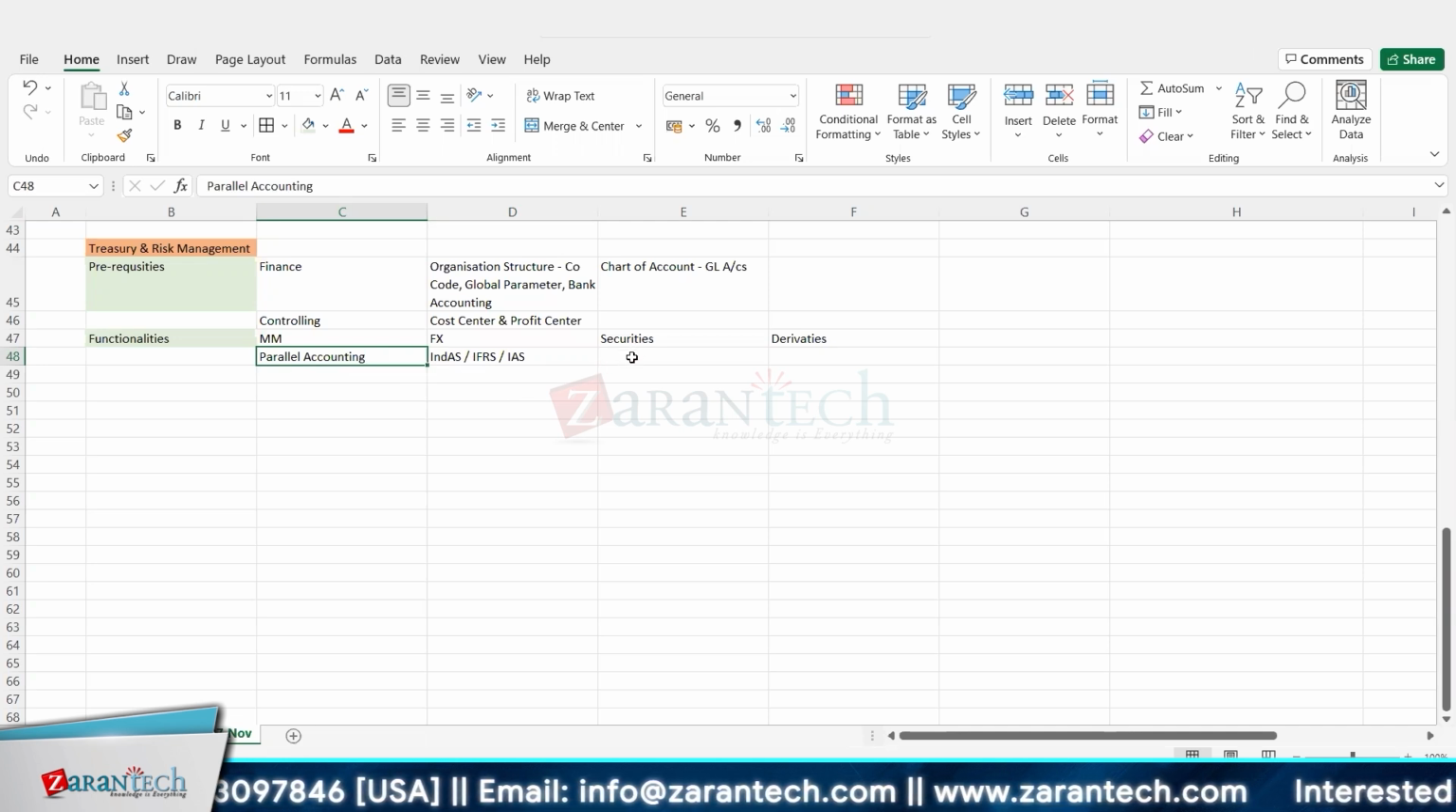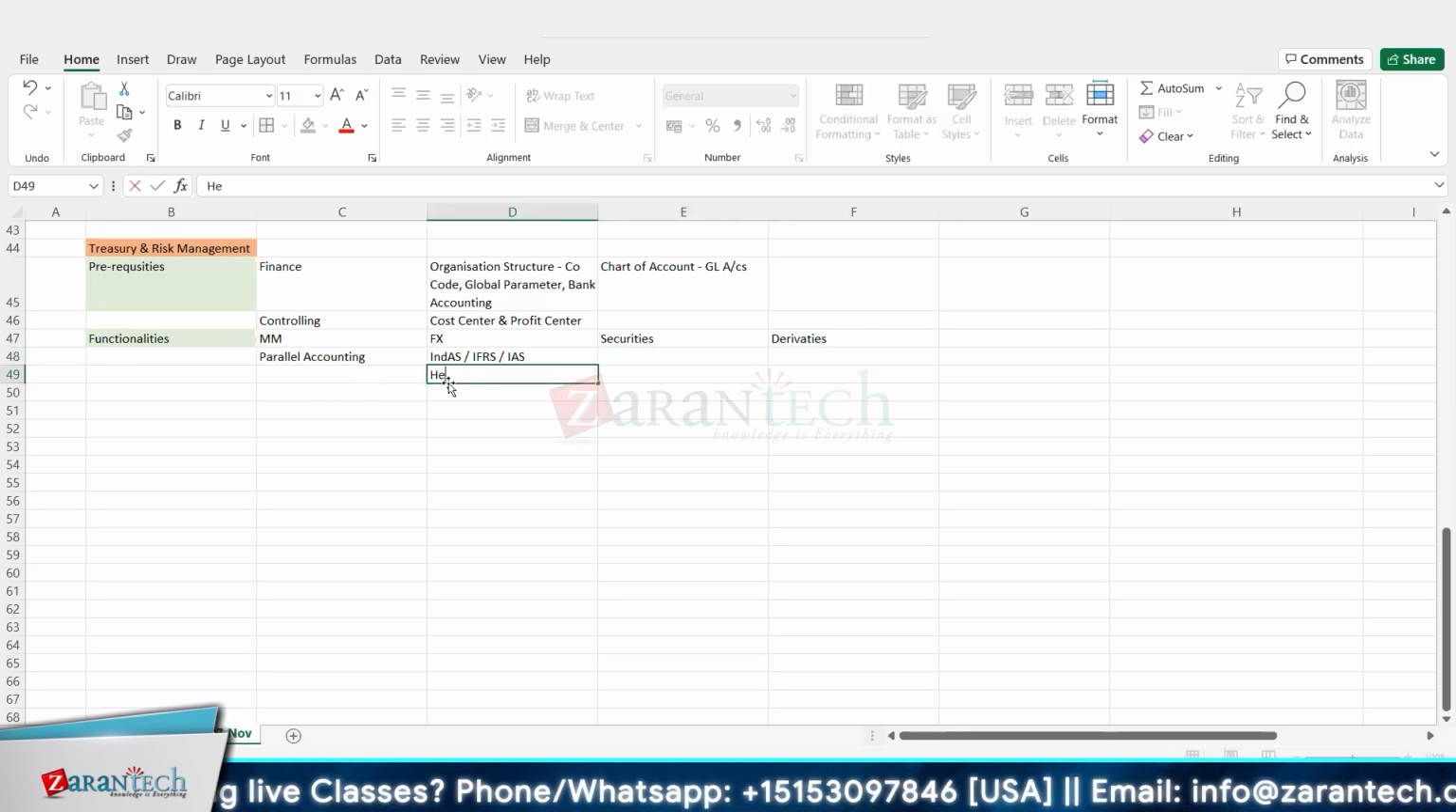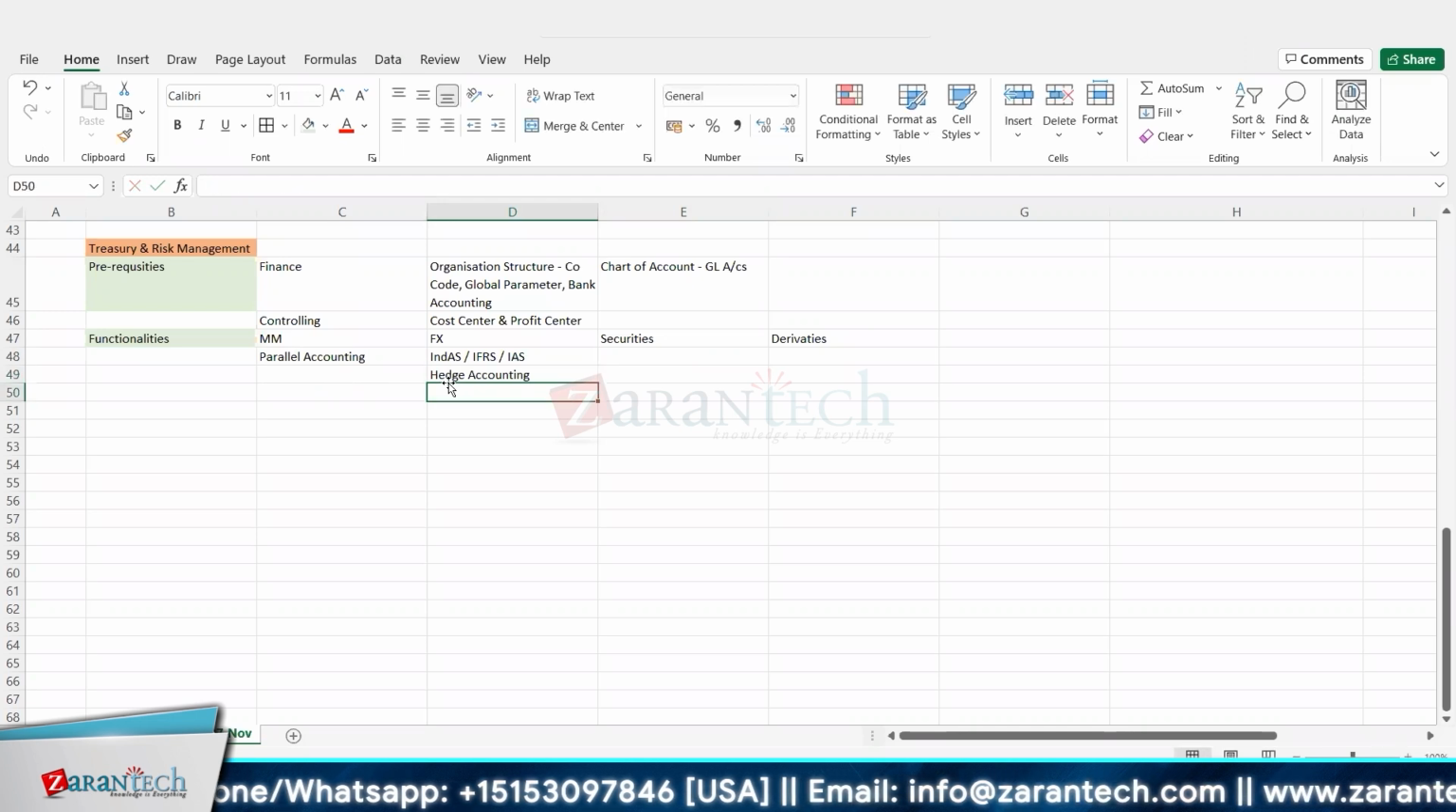In finance you have leading and non-leading ledgers. I hope you understand what leading and non-leading ledgers are. In the SAP finance module we activate different ledgers or books of account. So the treasury module has the capability to do the accounting as per different accounting standards, and it also supports parallel accounting. Second, it supports hedge accounting, if hedge accounting is applicable.